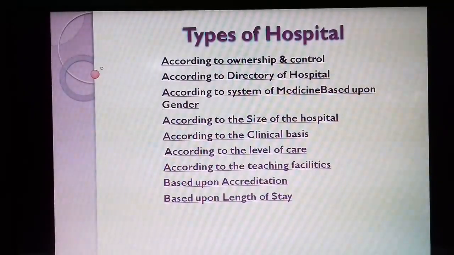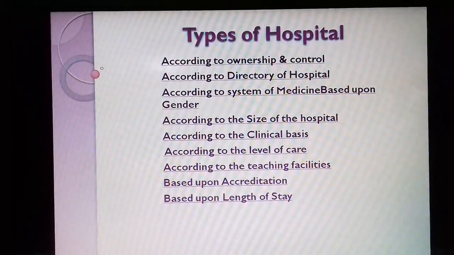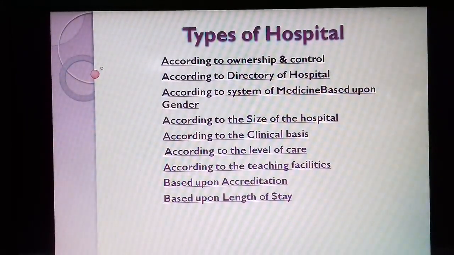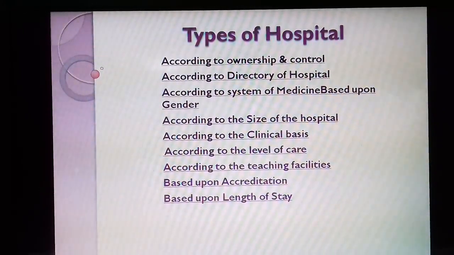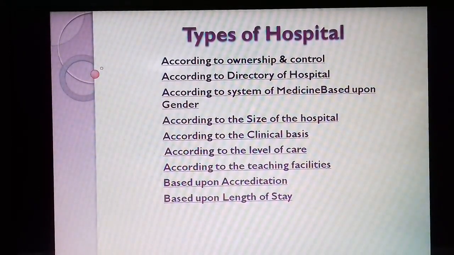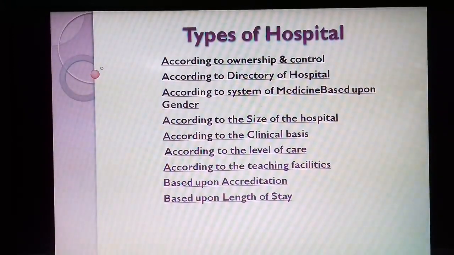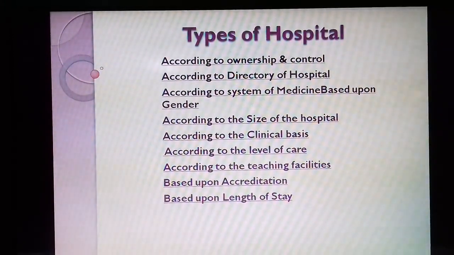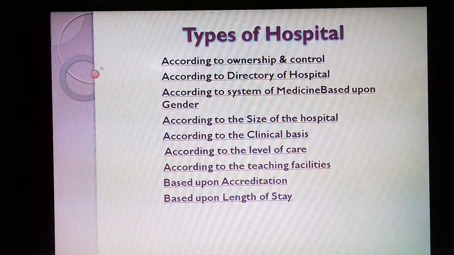Now, the types of hospitals. We can divide hospitals into different categories. According to ownership and control, hospitals can be divided into public hospitals or government hospitals, voluntary hospitals driven by different charitable trusts, nursing homes, and corporate hospitals which are governed by different corporate houses.